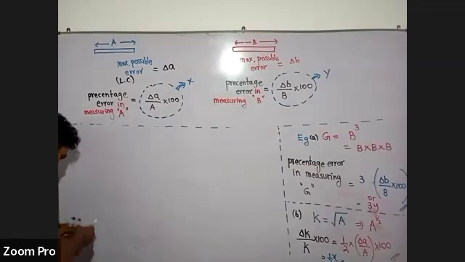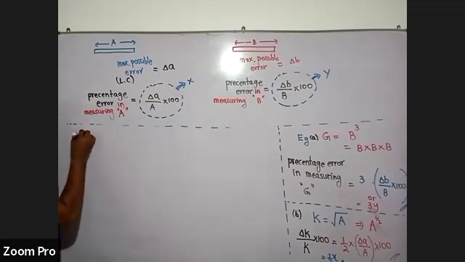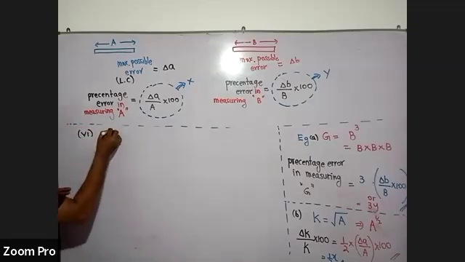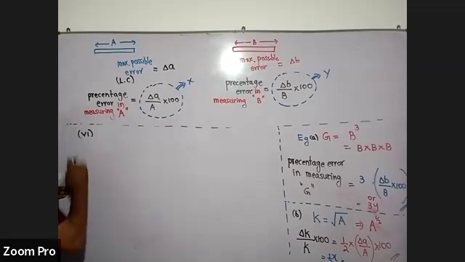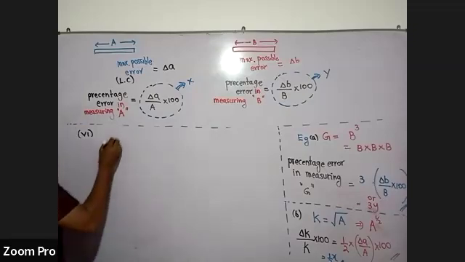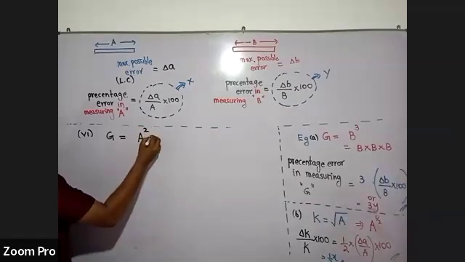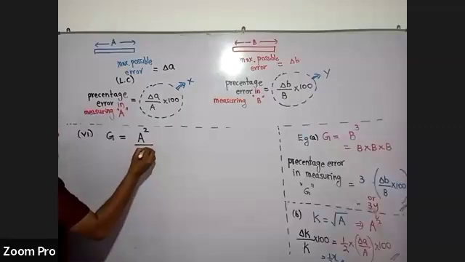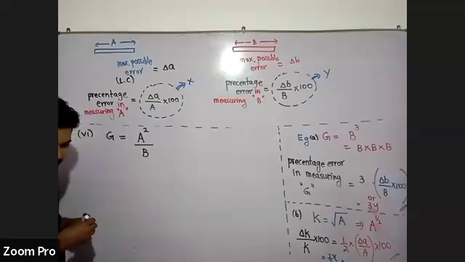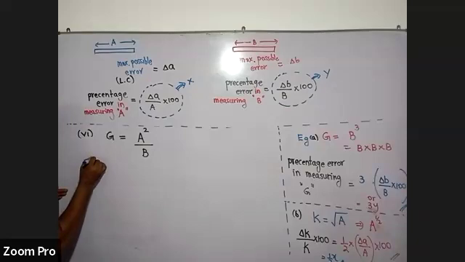Okay guys, let's move on to another example. This is the sixth one. Let's assume that there's a physical quantity, let's call it G. So G can be obtained by A cubed over B. So at this instance, how should we obtain the percentage error of G?